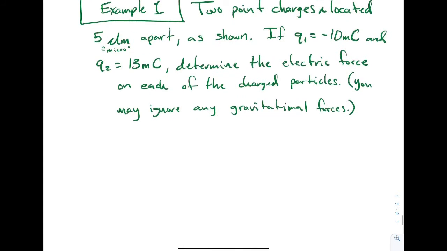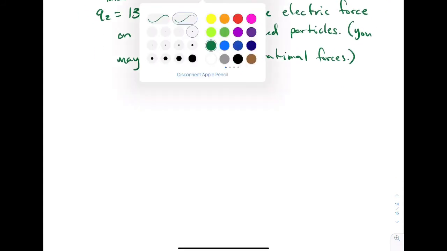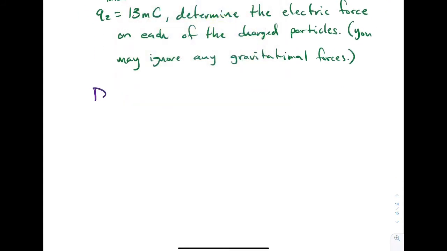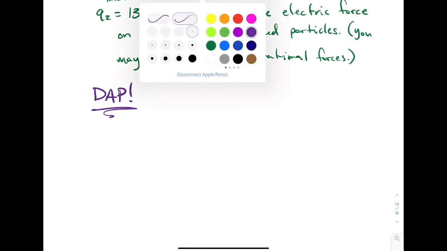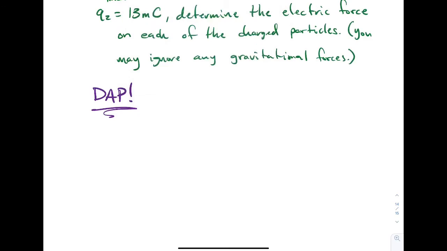And we're going to go through each step of our problem-solving method to do this. We're going to start by drawing a picture, of course. Our picture doesn't have to be complicated. We're going to just draw our 2 point charges, Q1 and Q2. There they are. And we're going to show that they are some distance apart, r.